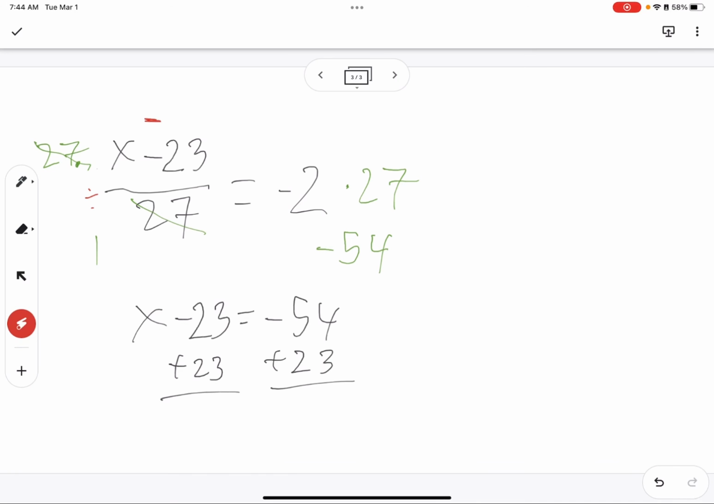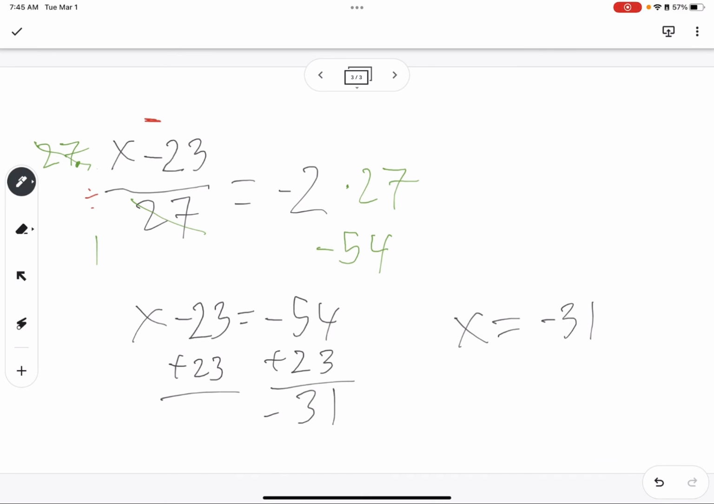Okay, so negative 54. If you have a number line, you can do it that way. However, what we know is that we've got a plus and a minus, so we know we're going to subtract. So let's subtract. 4 minus 3 is 1. 5 minus 2 is 3. And since the largest number was negative, my answer is going to be negative as well. So that means that x equals negative 31.